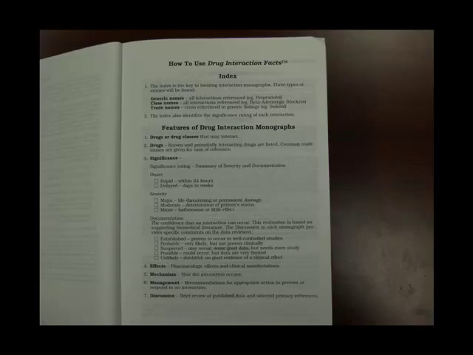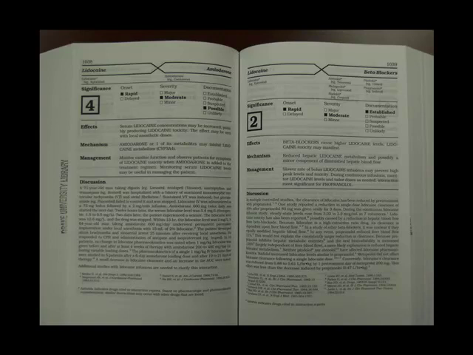Now, getting into the book, there is a how-to-use section at the beginning. It's a good idea to go through this. This will explain to you all the different parts if you forget something or you're not exactly sure what an individual part of the monograph means. Each monograph is set up in exactly the same way. They're very continuous throughout, and they look like this.